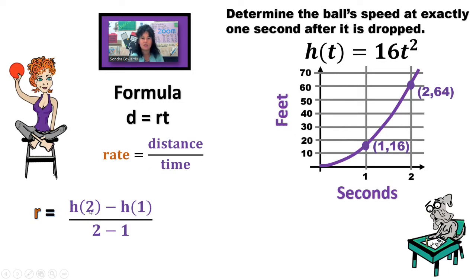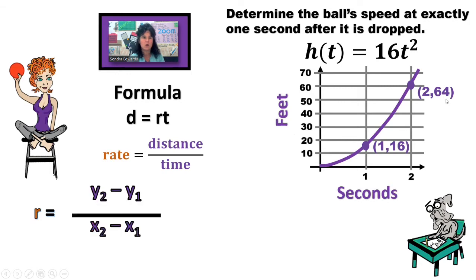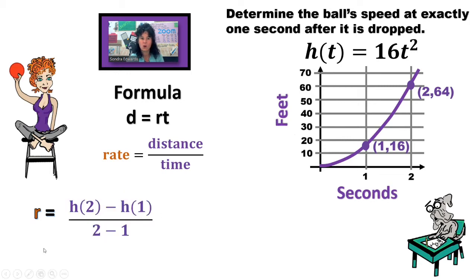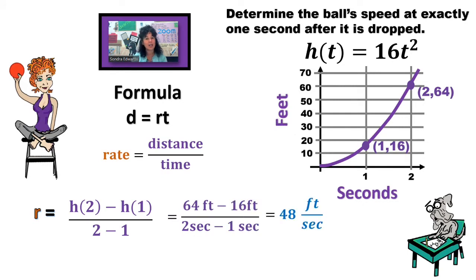So h of 2 simply means we're substituting 2 in. 16 times 2 squared is 64. So that's 64 is going to be here. And then h of 1, if I substitute in 1, 16 times 1 squared is 16. So this is 16. Okay, so just one more time there. All right, simplifying, and I come out with 48. So I'm going to draw that in, and the slope of that secant line is 48.